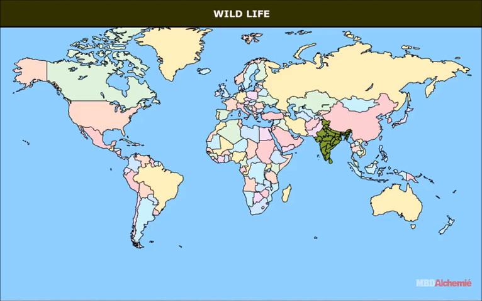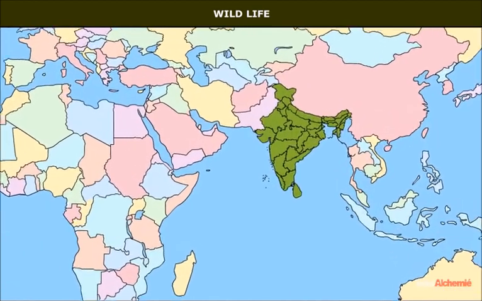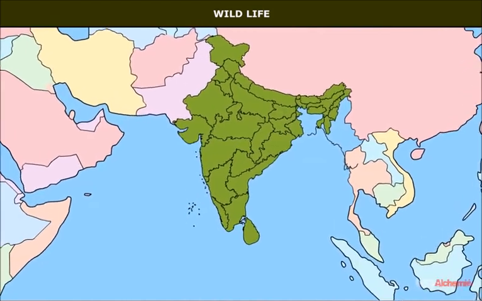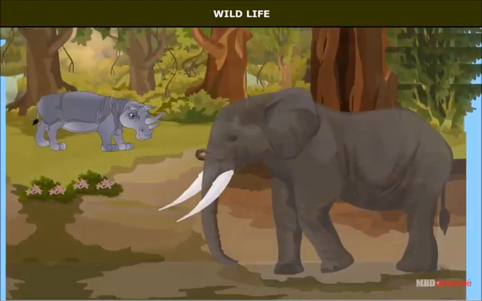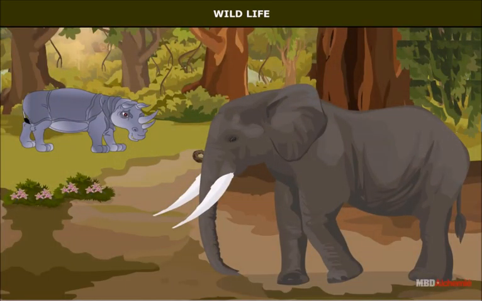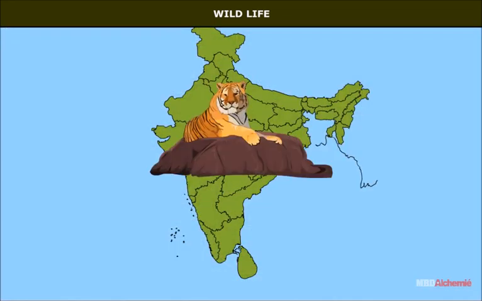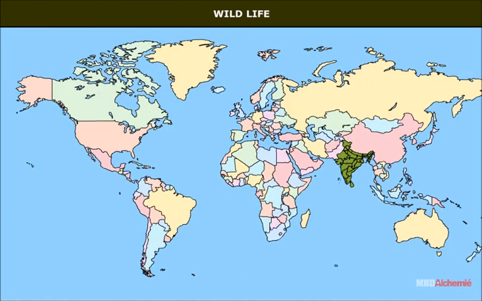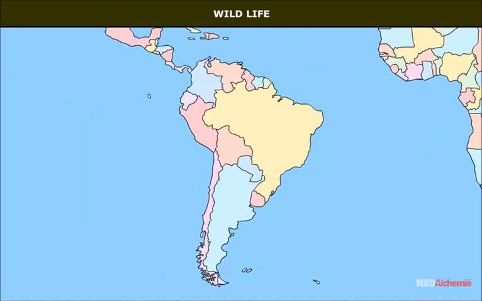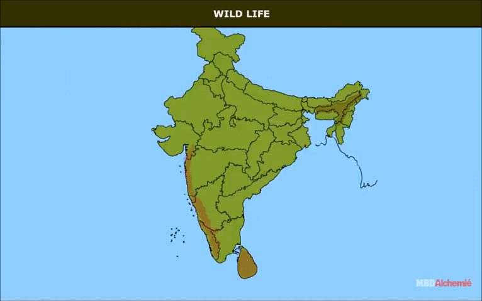Wildlife. Because dense vegetation provides enough food, wildlife is also abundant. There are both tree-dwelling and ground-living animals. Elephants and rhinoceros are found at ground level. The best known carnivorous animals are the tiger of India and the jaguar of the Amazon rainforest. In India, rhinoceros are found in the foothills of Assam and elephants in the Western Ghats.